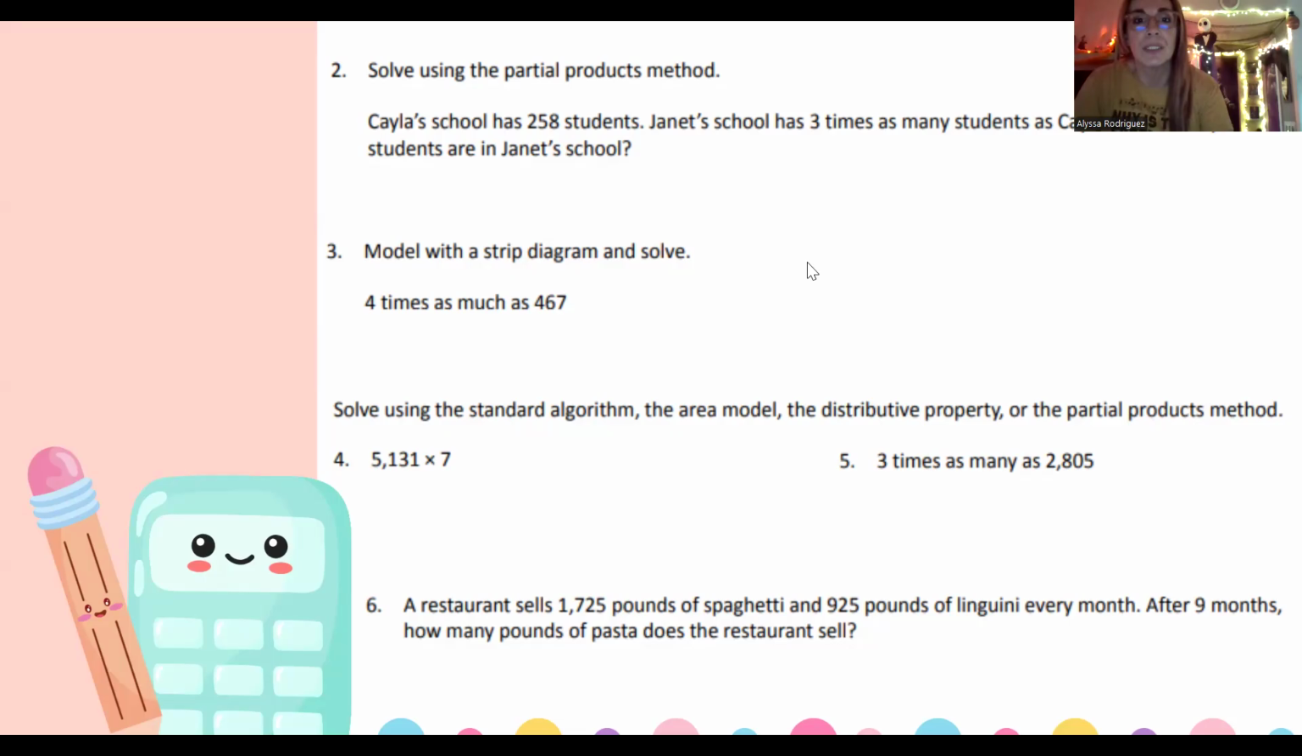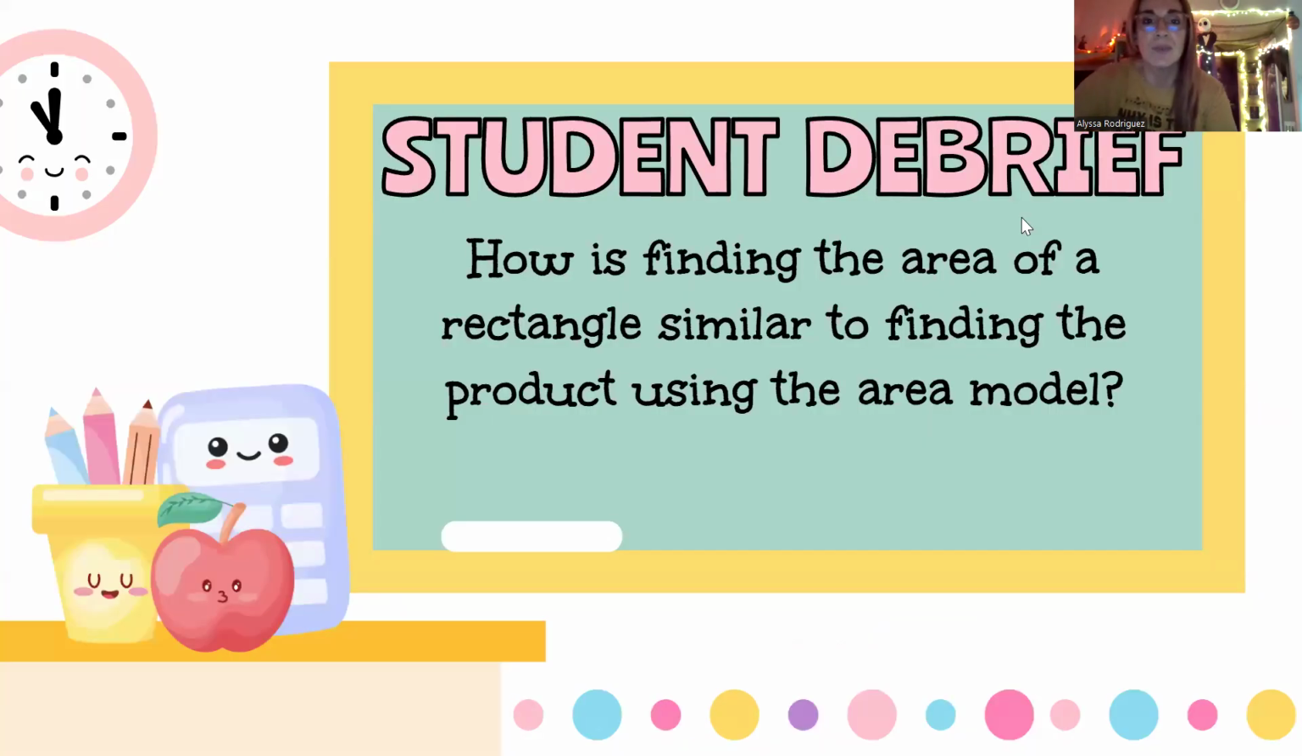Brief, real quick. How is finding the area of a rectangle similar to finding the product using the area model? So it looks like we're doing length times width when we're doing that. So just remember that. Okay, we're moving on to our exit ticket.